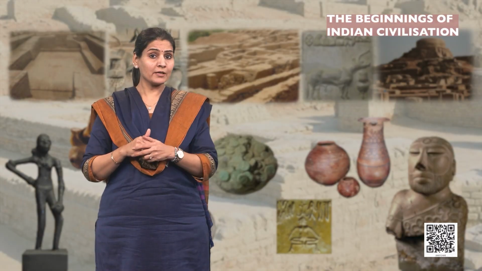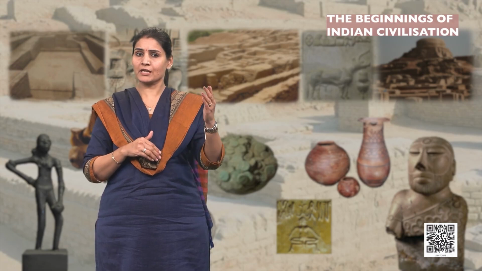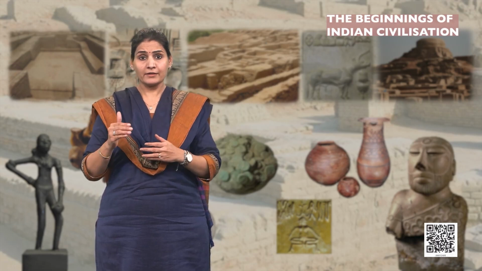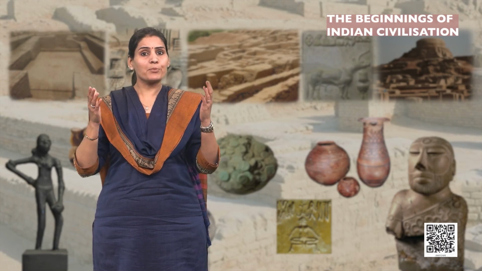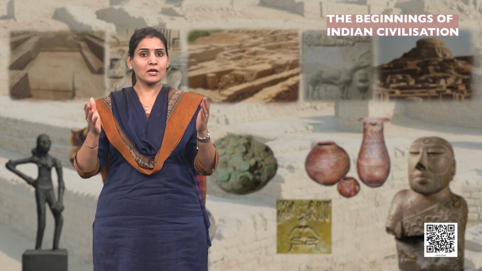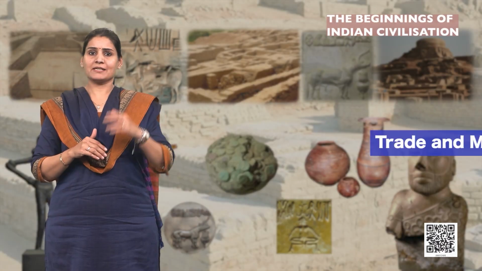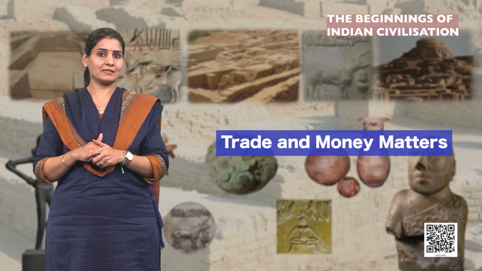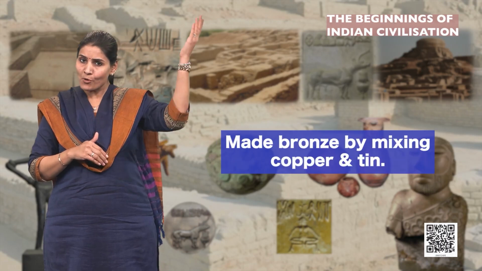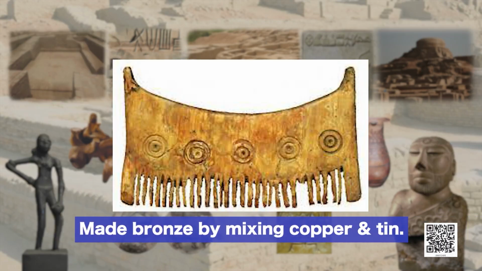Do you know how Harappans made bronze? The Harappans were expert at working with copper, and when they mixed it with tin, they created bronze, which is a strong alloy that was really useful. What is even more amazing is that the Harappans did not mine copper themselves. Instead, they imported it through trade, exchanging their goods for the metal.